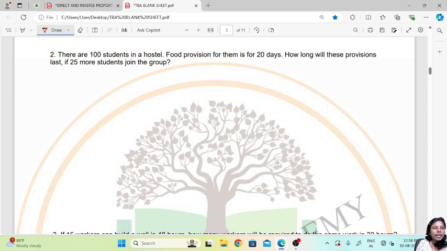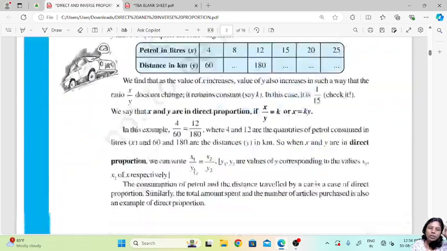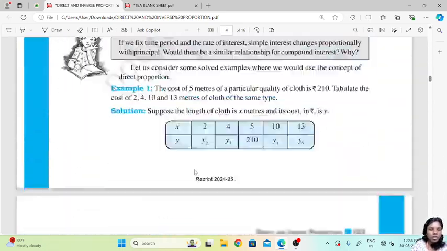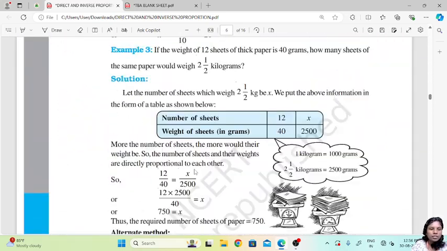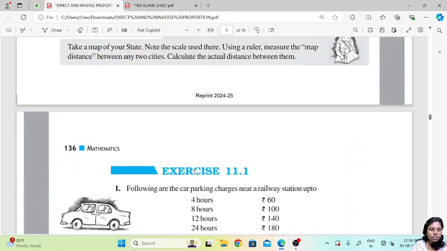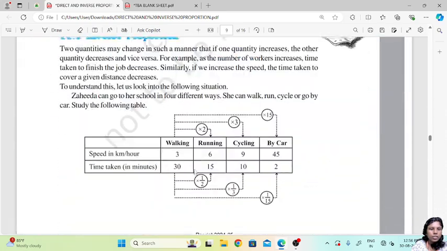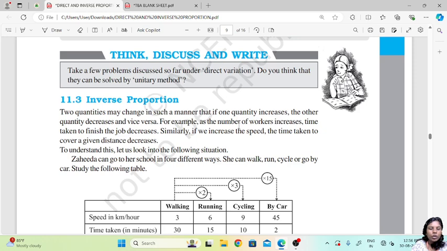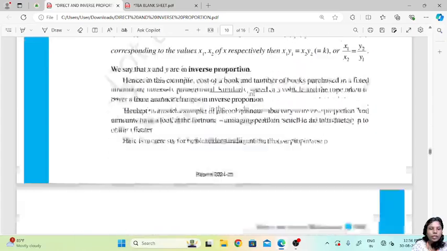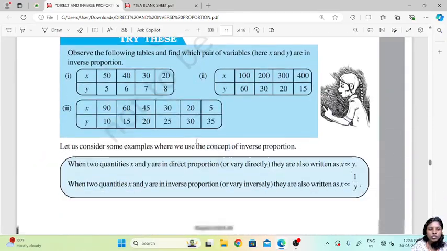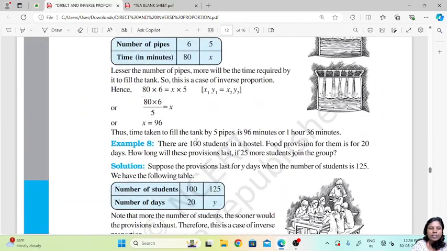Now here, see, there are 100 students in a hostel. We'll look at some more examples to understand indirect proportion. For example, as the number of workers increases, the time taken to finish the job decreases. Similarly, if we increase the speed, then the time taken to cover a distance also decreases. So it is like inverse proportion. If one is increasing, the other will reduce.